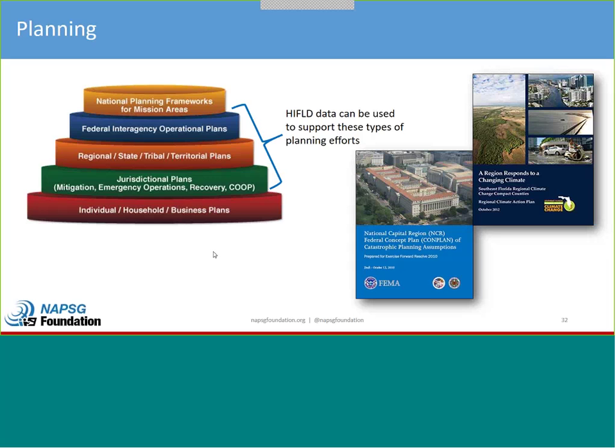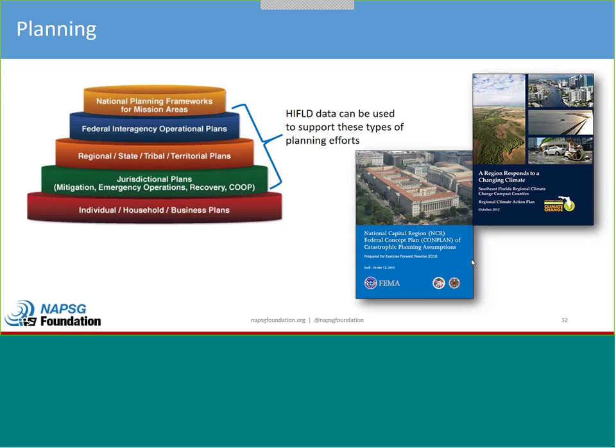And one of the key areas to point out is that the use of HIFEL data, both in open and secure, can be and should be applied across a number of different planning efforts. Right here you can see the planning stack, as I usually call it, but really the sweet spot where the HIFEL data can be used to support these planning efforts is jurisdictional plans, but I think even more importantly, regional, state, tribal, territorial plans, federal interagency operational plans. So these are some of the key areas, and I've included just a couple of examples of these where we have some different regional plans.